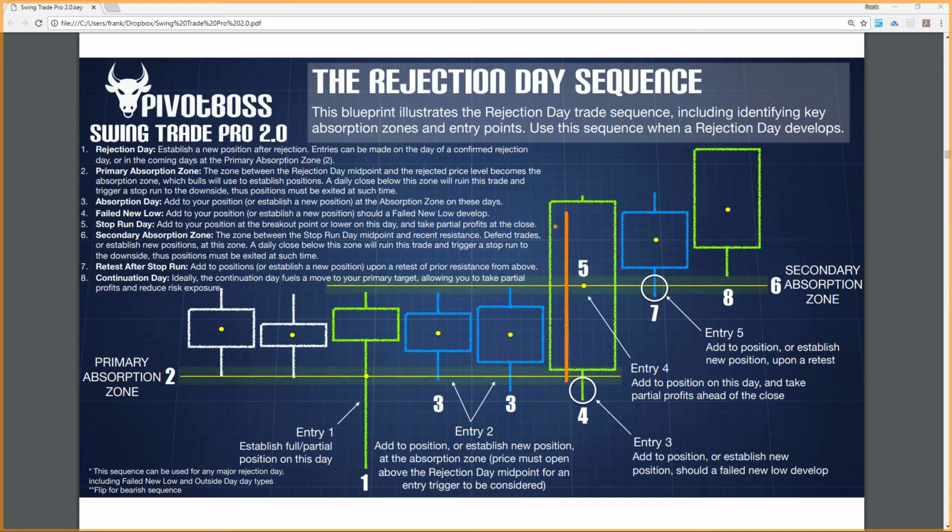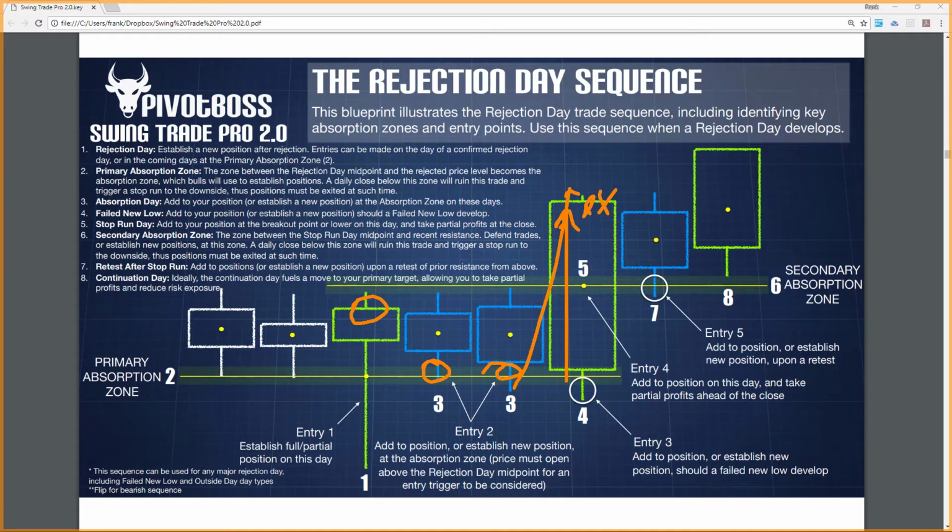Now, stop run day. Again, this is a great day right here. If you have built up a position and now you get the stop run day, this is the day where you're starting to get paid. So you add to your position at the breakout point or lower if you can get it on this type of day, and then take partial profits on the close.